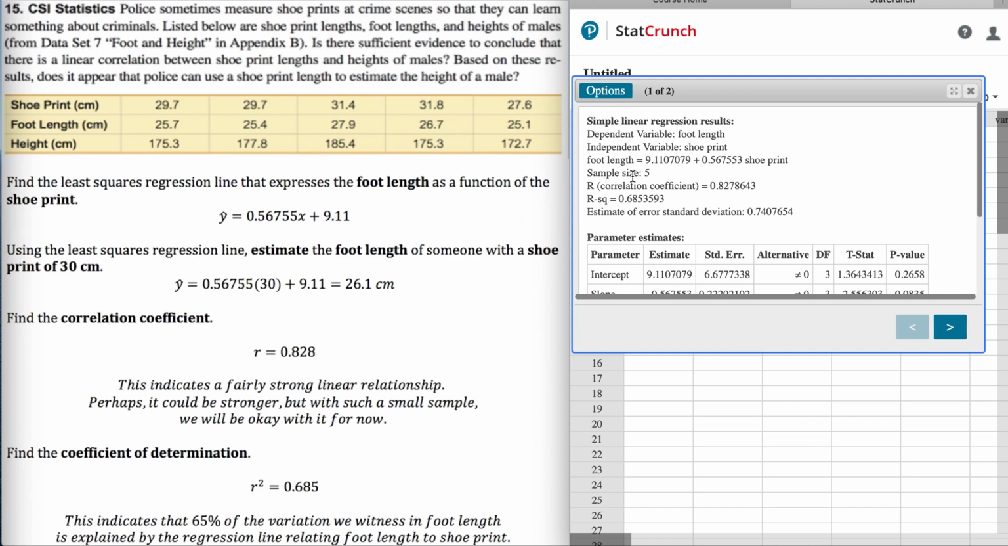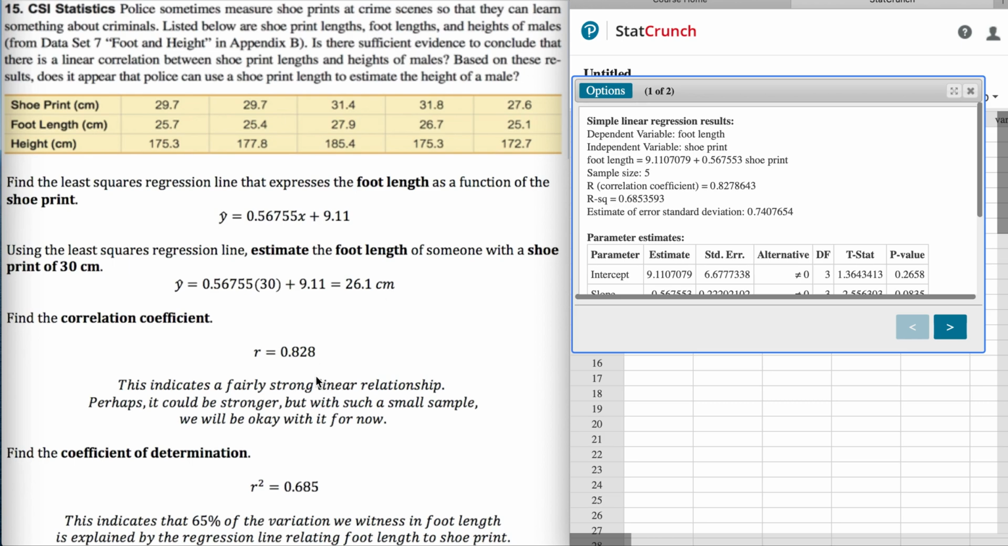So what I've done here is I've got the model, and so here I've just written it in a different order. This is more like your mx plus b that you're used to in algebra. So our predicted foot length would be 0.56755 times x, the shoe print length, plus 9.11 centimeters. So if I were trying to estimate the foot length of someone that left a shoe print of 30 centimeters, I would just plug in 30 for the x, and I would get 26.1 centimeters to be the foot length.